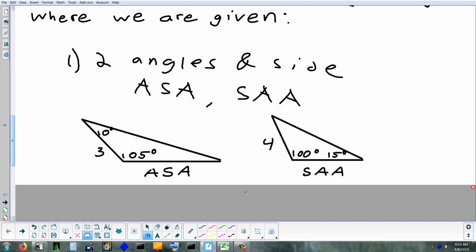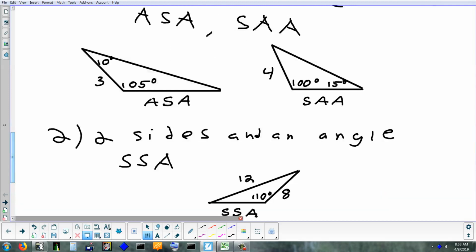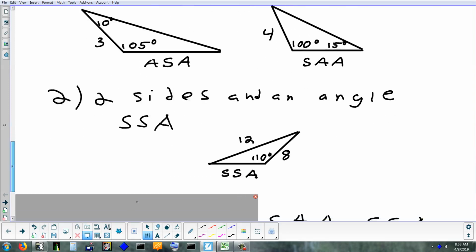Okay. Now the third situation is a little different. That's when you're given two sides and an angle. Specifically, you have to be given the information like that: the two sides and the angle that is not between them. Okay? So what do I mean by the angle between them?